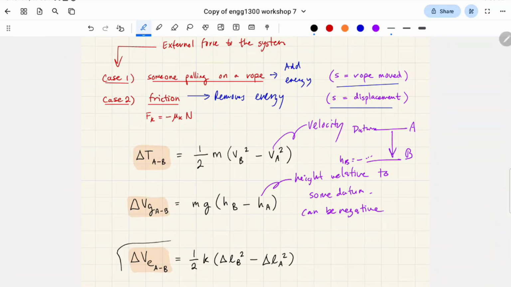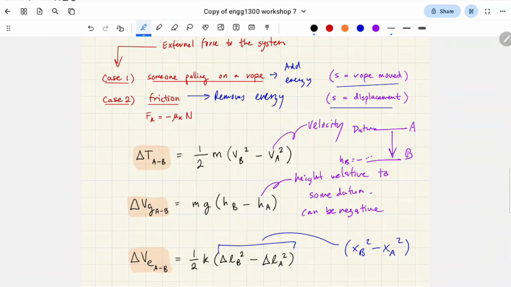And lastly, we have the change in elastic energy. So that's what I was talking about earlier. Here I've done it in delta L notation, but you could have this as xb squared minus xa squared, and it would mean the same thing, right? Just keep in mind, it's not this. Okay, it's this. You end up with different numbers, right?